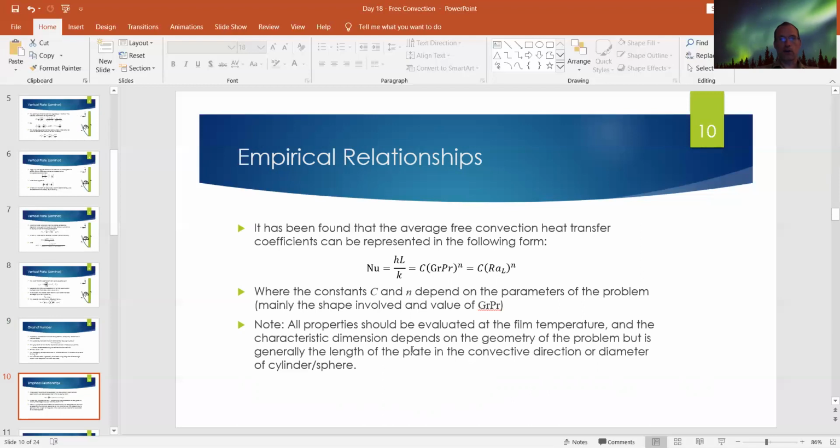And just like the forced case, all these properties, so the Grashof number, Rayleigh number, Prandtl number, everything to do with the fluid itself, should be evaluated at the film temperature, the average of the wall temperature and the temperature T infinity. A lot of these have an L in them, based on the length of the plate in the previous case. If I'm dealing with a cylinder or sphere, that L gets replaced with diameter. So this is the diameter that I want for all these Rayleigh number calculations.